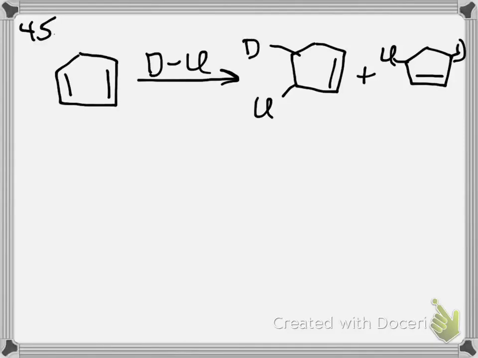All right, so number 45 was kind of an interesting problem that I like to assign because it shows some really good concepts. So you needed to draw a mechanism that accounted for both of the products shown. Remember that deuterium is just an isotope of hydrogen.